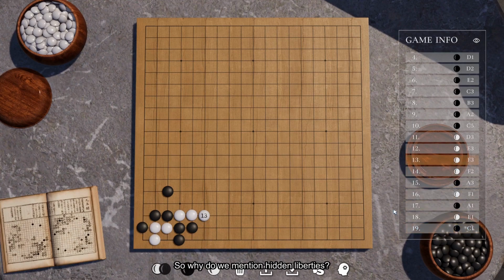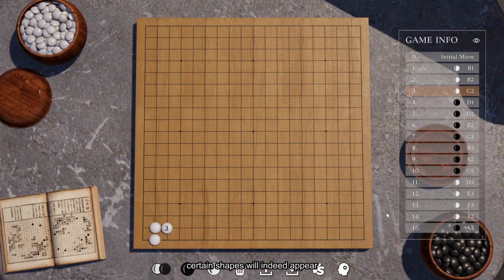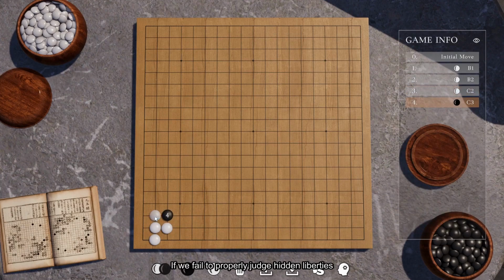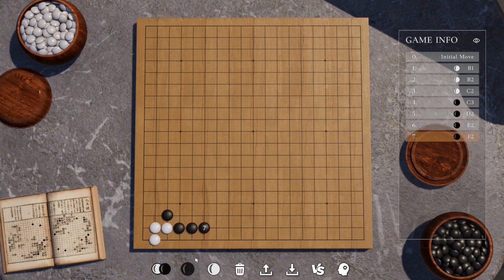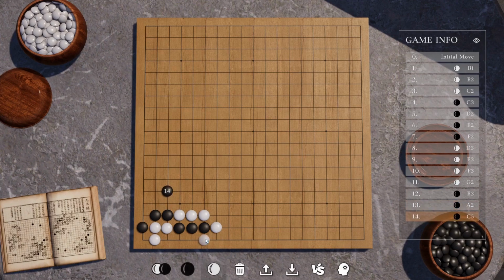So why do we mention hidden liberties? Because in an actual battle for life, certain shapes will indeed appear. If we fail to properly judge hidden liberties, it will lead to misjudgments in the capturing race. Take this shape, for example.